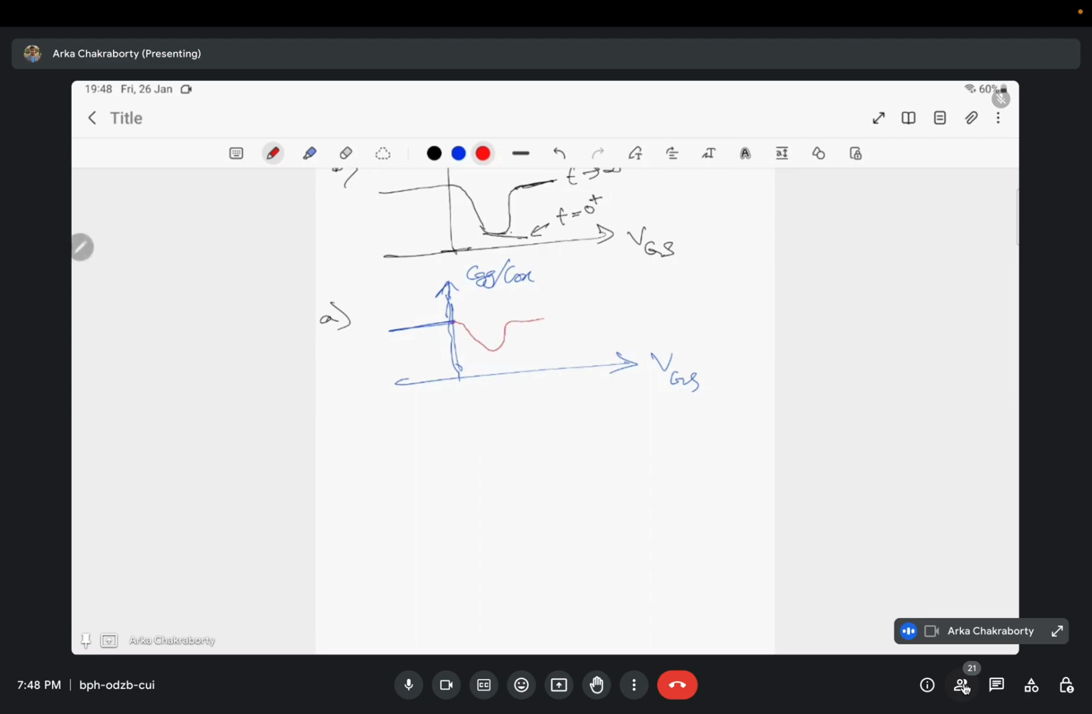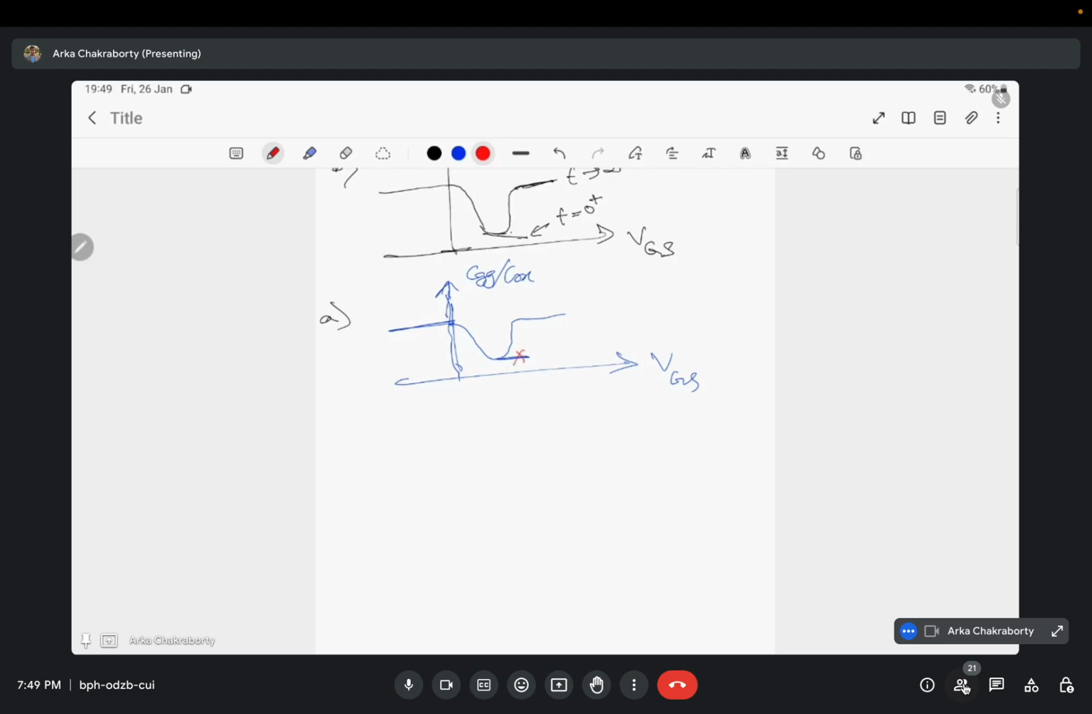This will be same as this one, but you will not get the deep depletion condition. This condition you will not get. It will reduce and it will again increase, but this deep depletion condition I will not get.